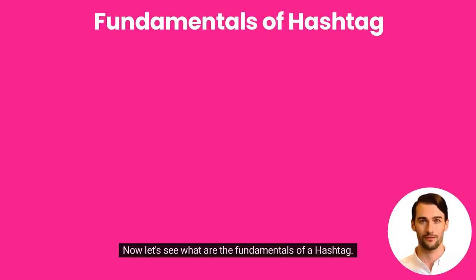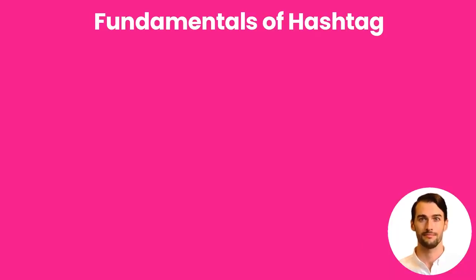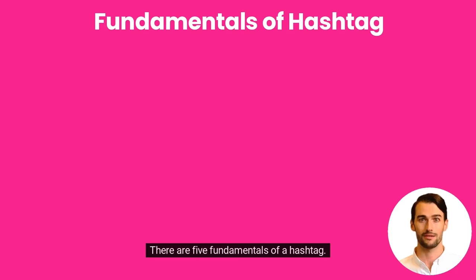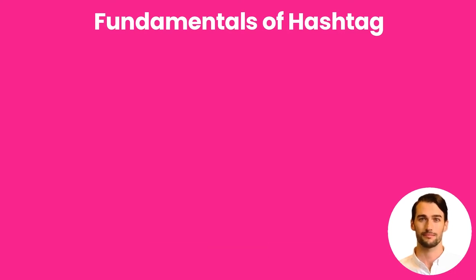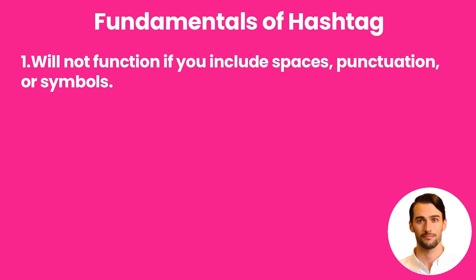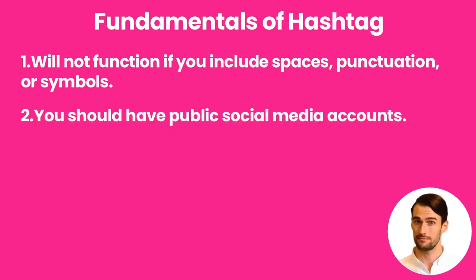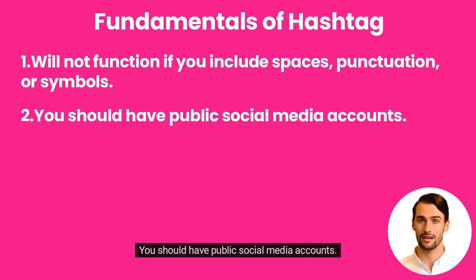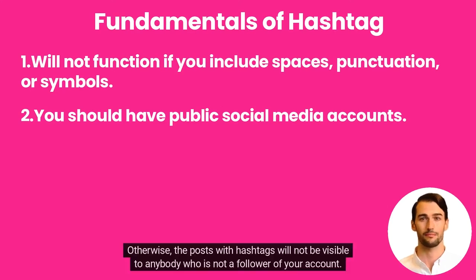Now let's see what are the fundamentals of a hashtag. There are 5 fundamentals of a hashtag. First one is, they will not function if you include spaces, punctuation, or symbols. Second one is, you should have public social media accounts. Otherwise, the posts with hashtags will not be visible to anybody who is not a follower of your account.